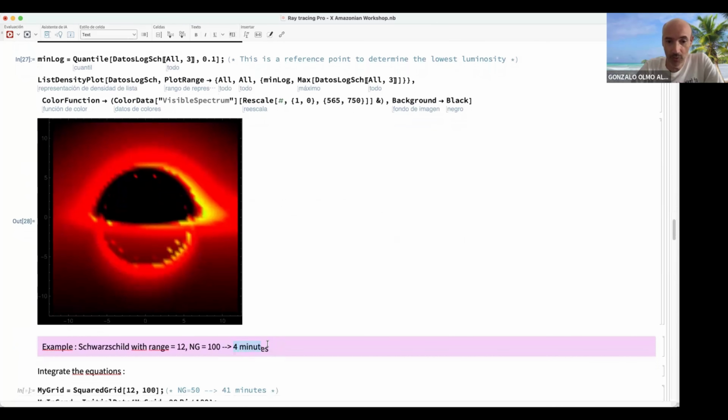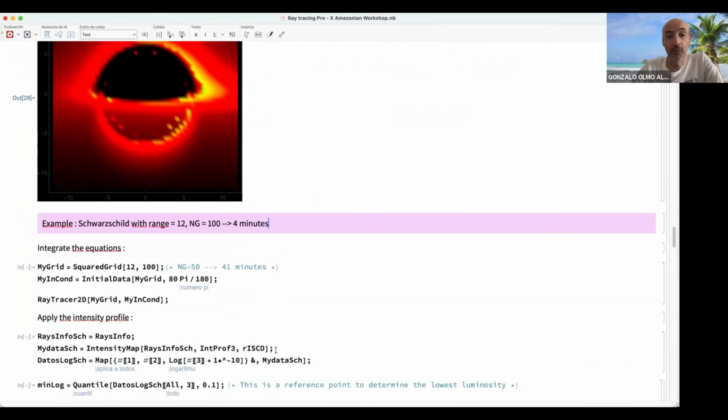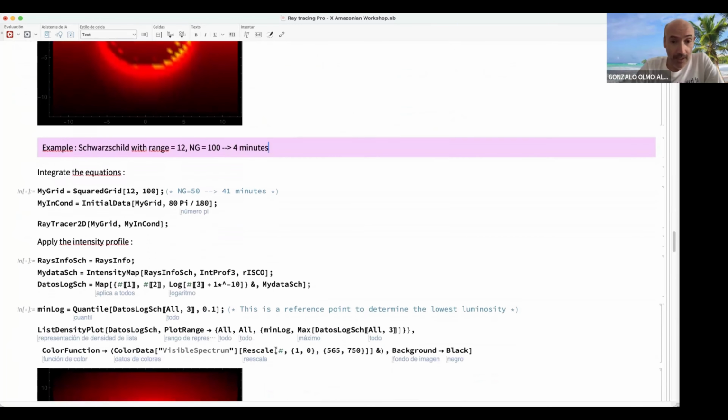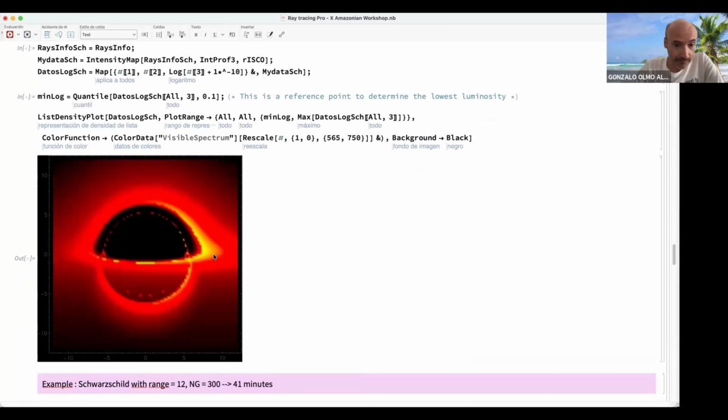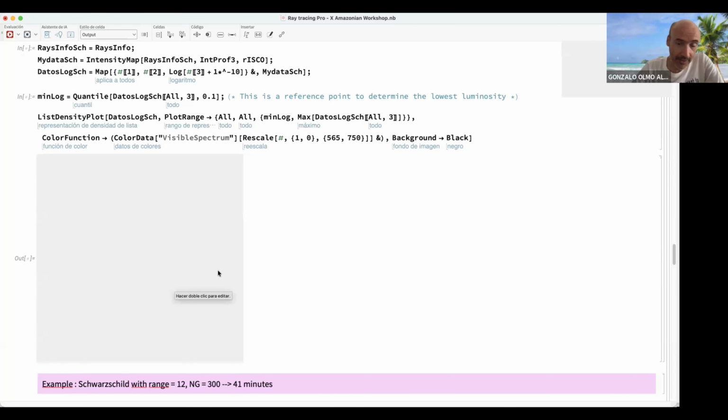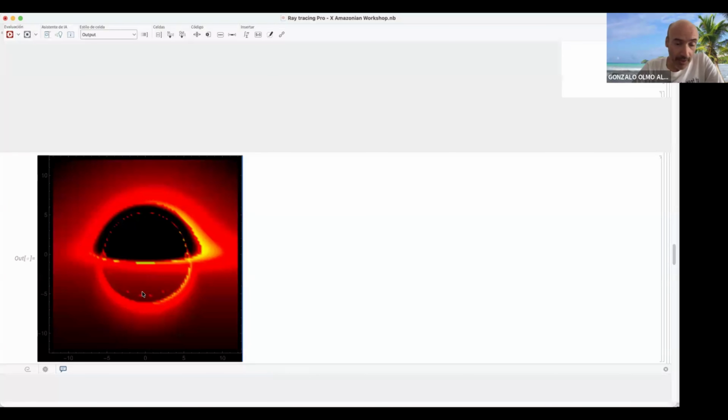It takes 4 minutes, but now probably takes 12 or 20 minutes. And this is what we get. Okay. And this is what happens when we increase from 50 to 100. This is with 10,000 geodesics. Now the photon sphere, this light ring, is more visible. We have increased the number of geodesics that intersect in that point, but it's not completely clean.